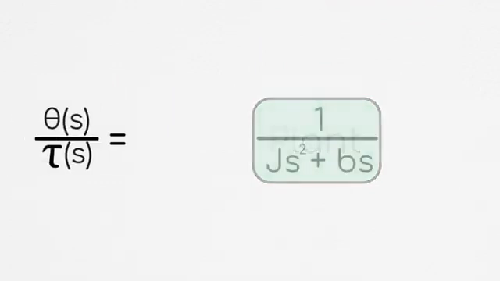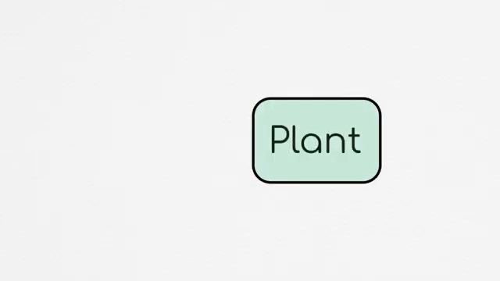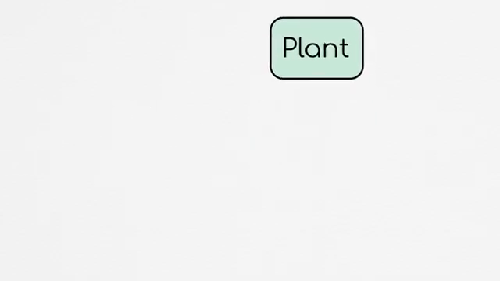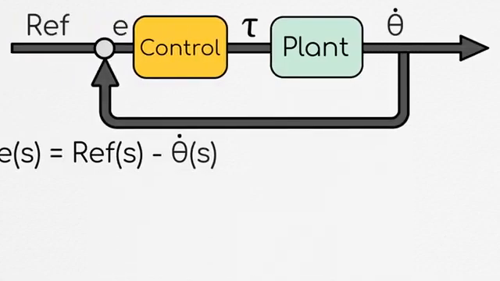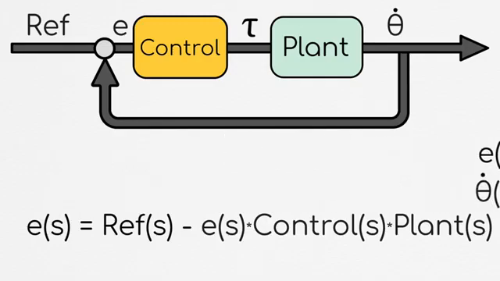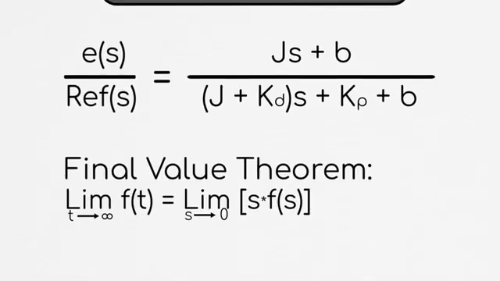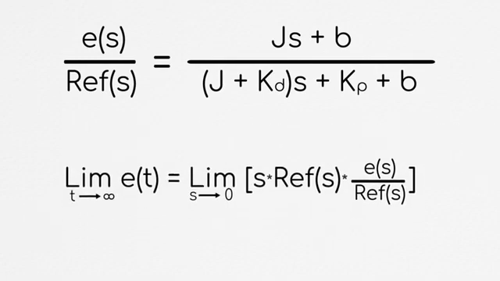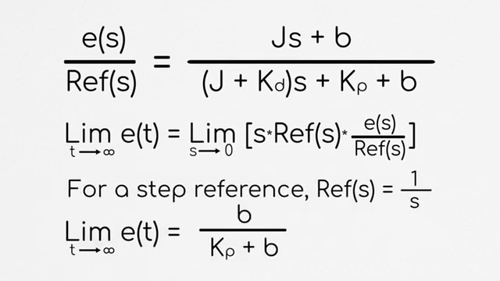Where before our system model was 1 over Js squared plus Bs, it is now 1 over Js plus B. If we were to use a PD controller on this new system, we have a couple of issues. First of all, if we do some algebra to solve for the error when using PD control to track velocity, we can see via the final value theorem that, for an input step response in our reference, we'll have a steady state error in our velocity tracking.